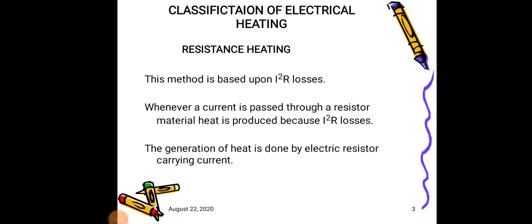So basically there are two types of electric heating. First is power frequency heating and second is high frequency heating. In power frequency heating there are two types of heating. First is resistance heating, second is arc heating. Whereas in high frequency heating there are three types of electric heating. First is induction heating, second is dielectric heating and third is infrared heating.